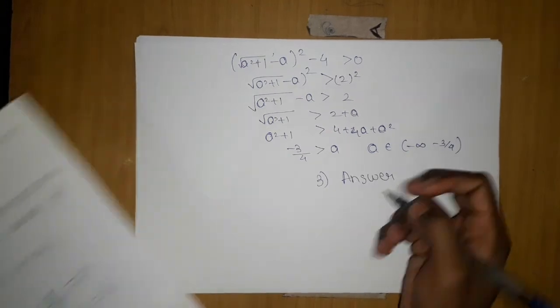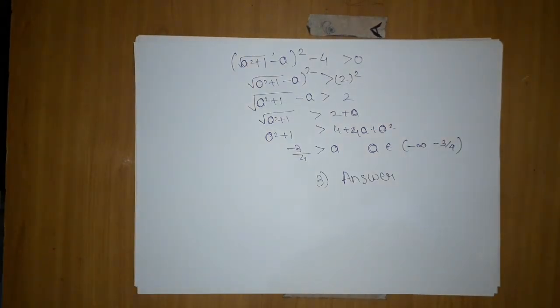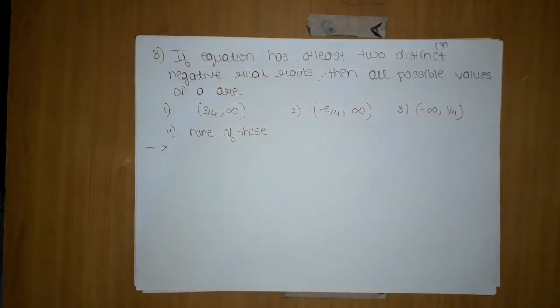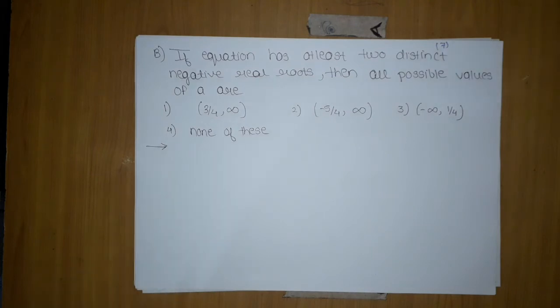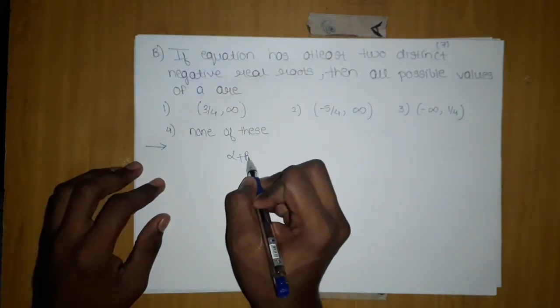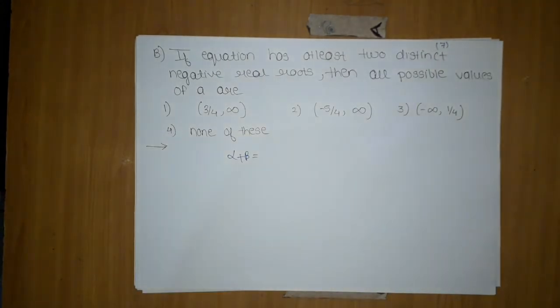Now let's move to the second part of this passage, which is the B part. The question asked in the B part is as follows: if the equation has at least two distinct negative real roots, then all the possible values of A are. Now they are taking at least two distinct negative roots. Now for the sum of the roots alpha plus beta, from the earlier thing, this is just the reverse. But we will do it again.